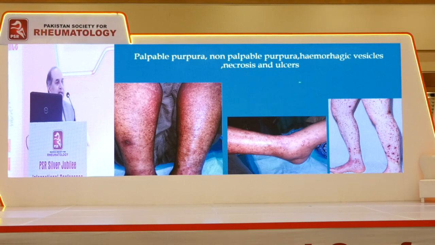This is an important and common manifestation. Patients present both to rheumatologists and dermatologists. Patients will present to us with palpable purpura, non-palpable purpura, hemorrhagic vesicles, necrosis, and ulcerations, especially over the legs. So this combination of cutaneous lesions gives us an opportunity to diagnose that this is a case of vasculitis.